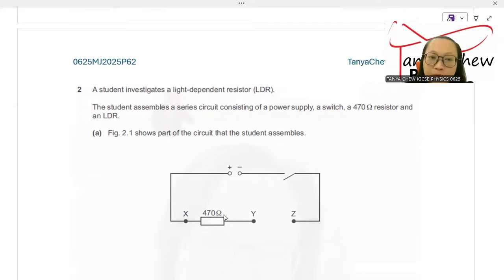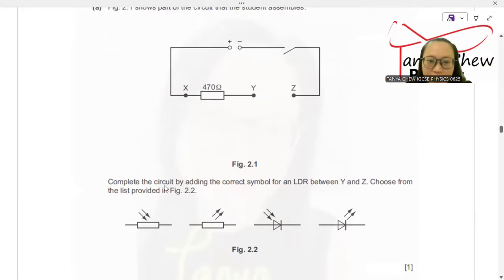A student assembles a series circuit consisting of a power supply, a switch, a 470 ohm resistor, and an LDR. Fig 2.1 shows part of the circuit that the student assembles. Complete the circuit by adding the correct symbol for an LDR, light-dependent resistor, between Y and Z. Choose from the list provided in Fig 2.2. So which one is the correct one, right?